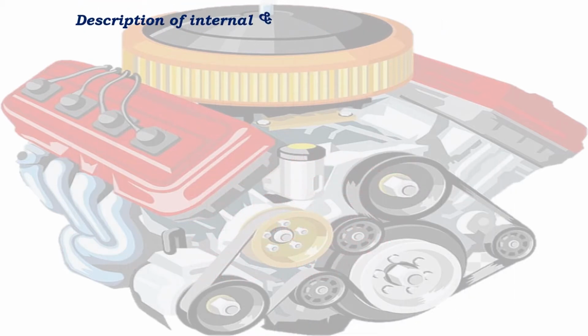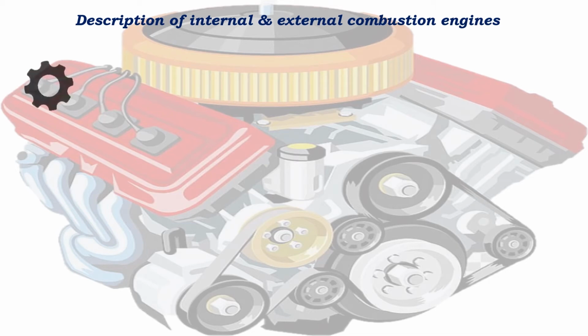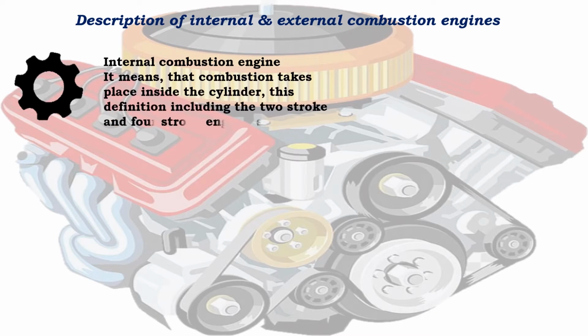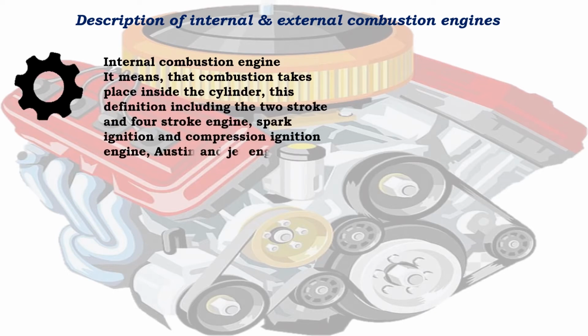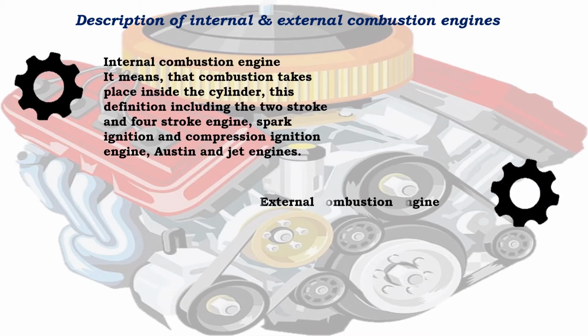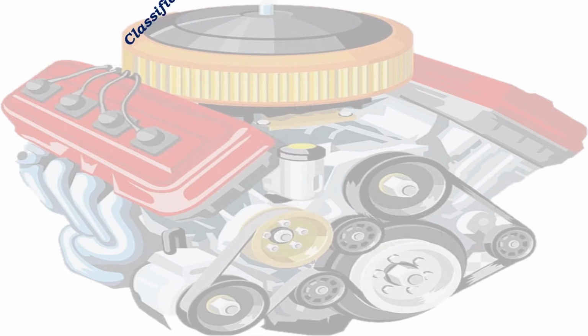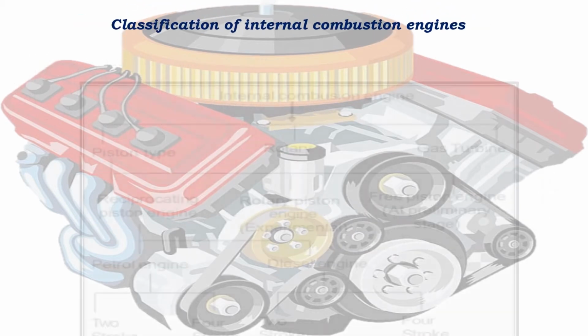Description of internal and external combustion engine. Internal combustion engine means that combustion takes place inside the cylinder. This definition includes the two-stroke and four-stroke engine, spark ignition and compression ignition engine, Otto and jet engines. External combustion engine is that type of engine in which combustion takes place outside the engine cylinder, for example, the steam engine. Have a look at the classification of internal combustion engine.